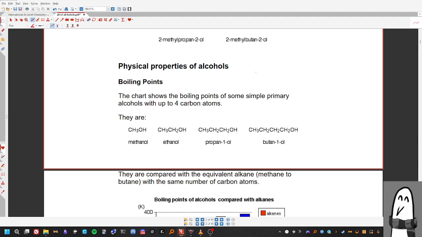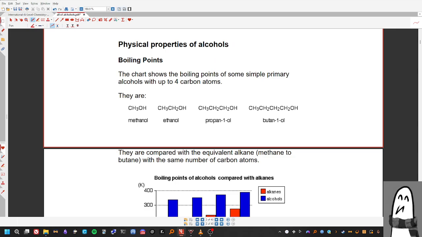Okay, this is where it gets kind of interesting. So we are given the boiling points. This is going to be our first physical property that we're looking at, and we're seeing the boiling points of simple primary alcohols with up to 4 carbon atoms. So what type of alcohol it is is constant here. That's going to be your control. The size of the alcohol, or the Mr, is increasing, and that's going to be your independent variable, and the boiling point is going to be your dependent variable.